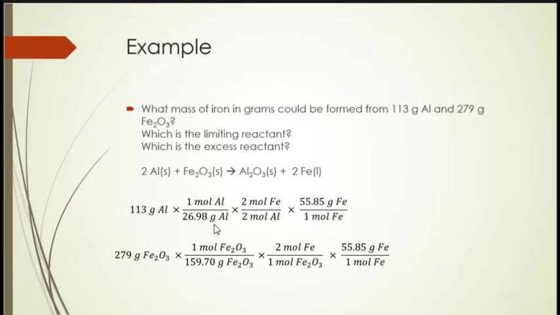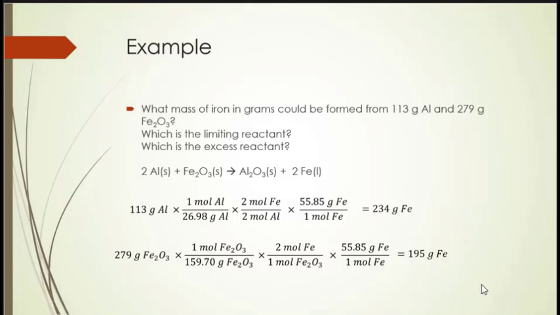So we went from grams of aluminum to moles of aluminum to moles of iron to grams of iron. Down here, similarly, I went from grams of Fe2O3 to moles of Fe2O3, moles of Fe2O3 to moles of iron, and then moles of iron to grams of iron. When we go through and do all this math, if I have this much aluminum, it will produce 234 grams of iron. If I have this much iron oxide, it will produce this many grams of iron.